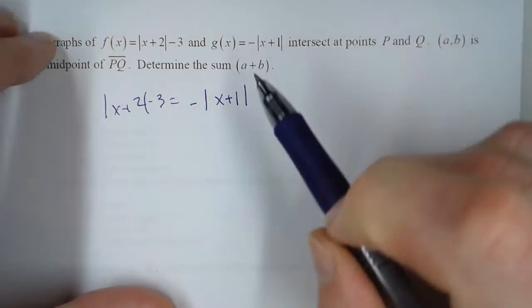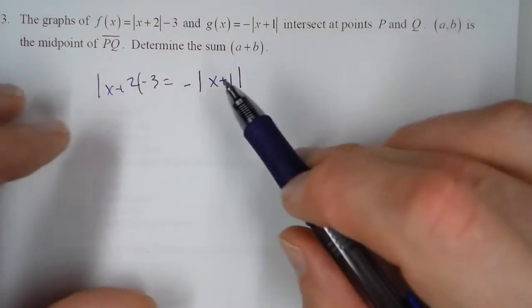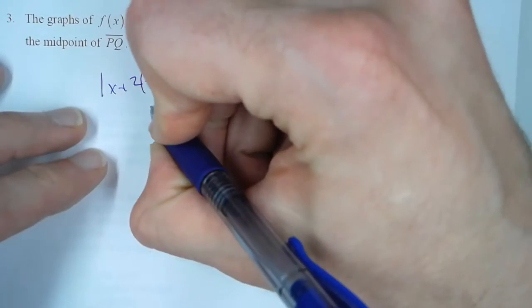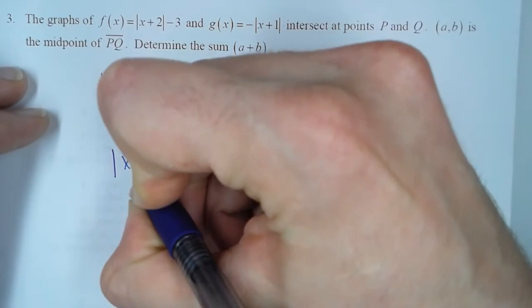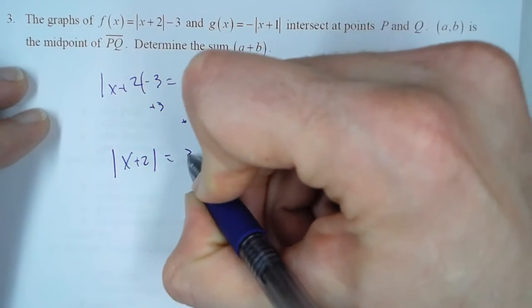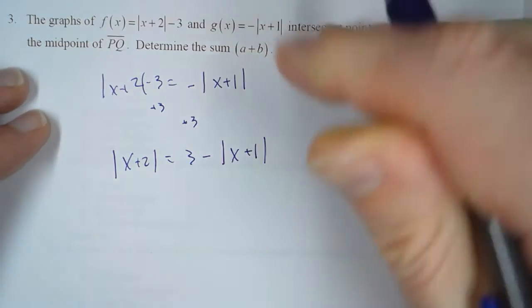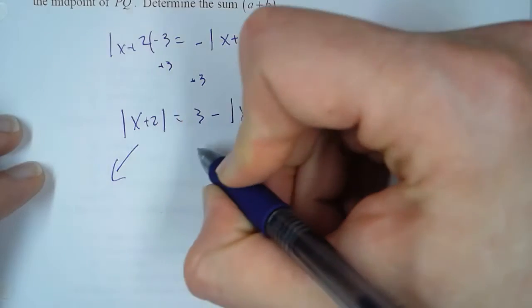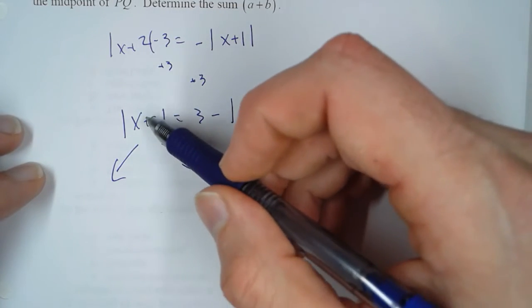Now, when we solve an equation involving absolute value, we have to get one expression with absolute value by itself. So what I'm going to do is add the 3 over here. So we have absolute value of x plus 2 equals 3 minus the absolute value of x plus 1. Now that we've done this, we split this into two equations, because this quantity, because it's inside the absolute value, could be positive or could be negative.